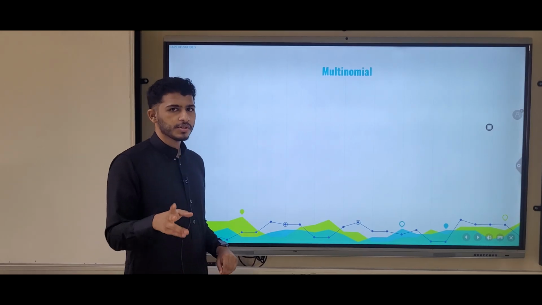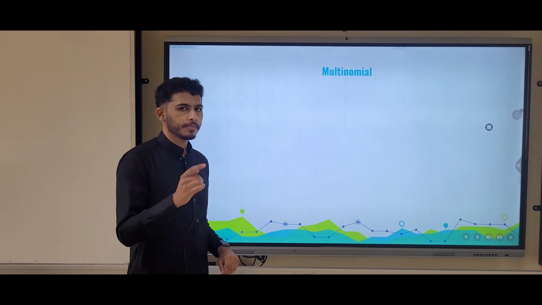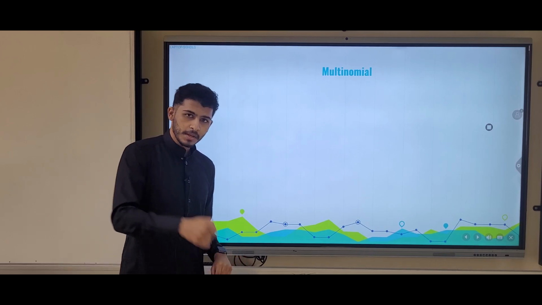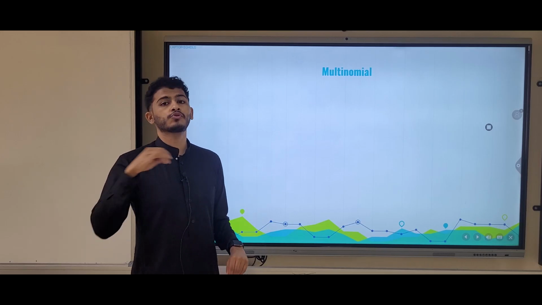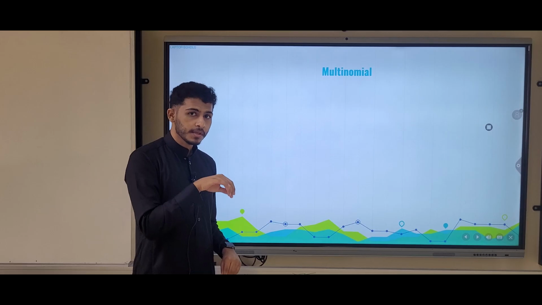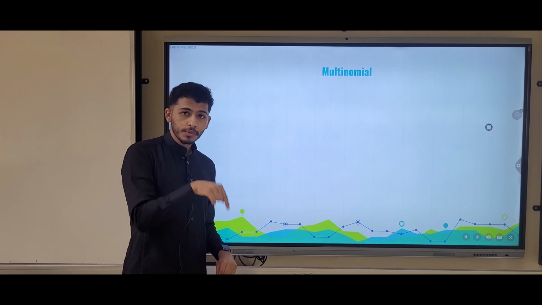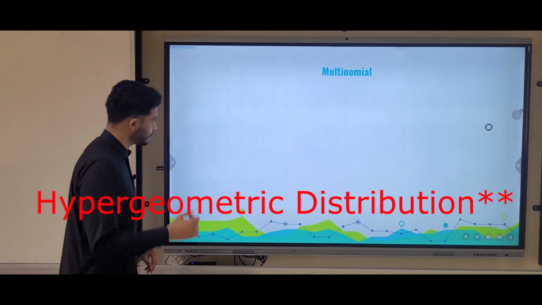I think I forgot to mention that when I was explaining the binomial distribution, but I'm going to say it now. If you're going to pull something out of a box maybe, or out of a bag, you'd have to replace it back in for it to be considered a binomial. Otherwise, it would be considered a geometric distribution.